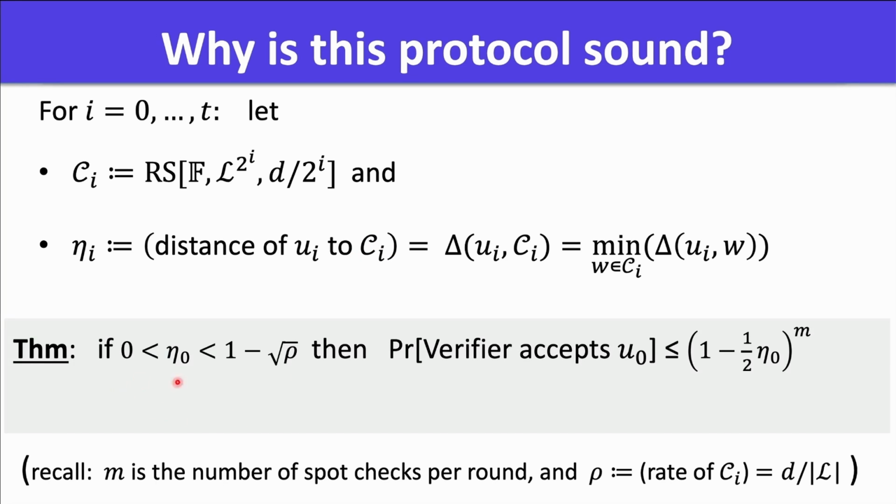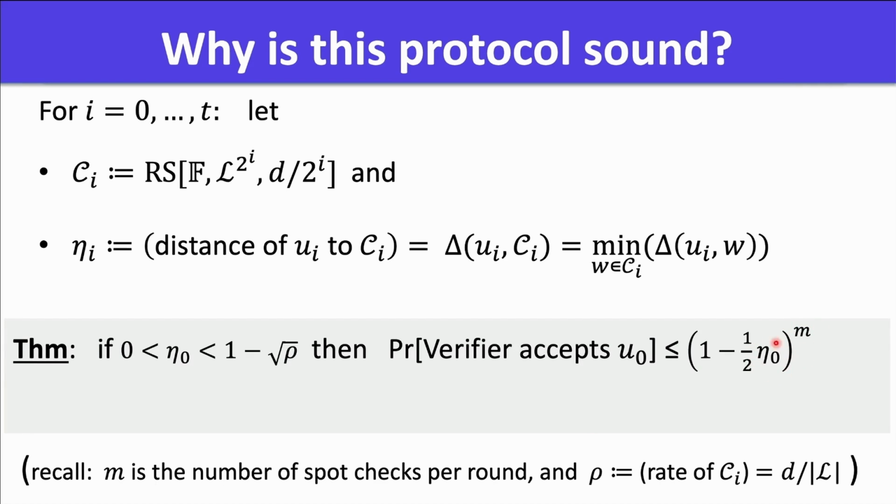Now, the theorem that proves the soundness of FRI says that as long as η0, which is the distance of U0 from the original code C0, is less than the Johnson bound, then the verifier will accept U0 with negligible probability. So if we make M spot checks per round, the probability of accepting a U0 that's η0 away from the code is going to go down exponentially in M.